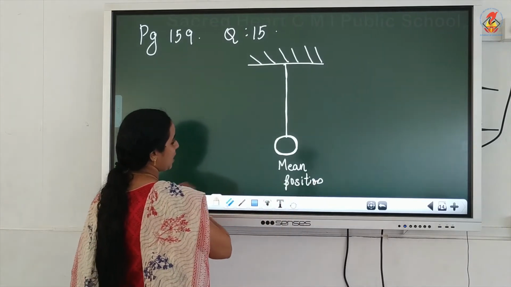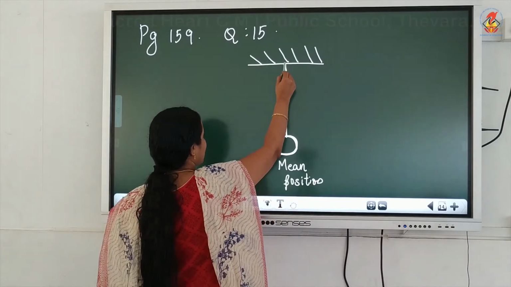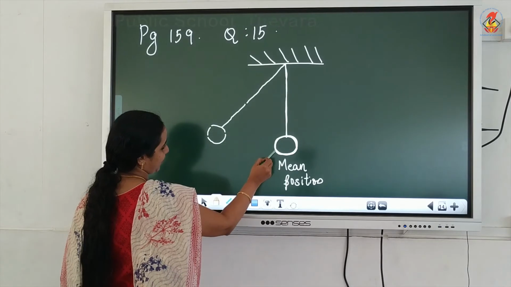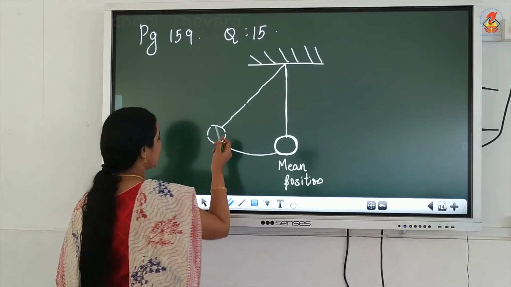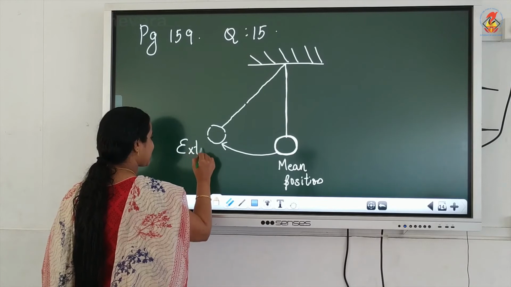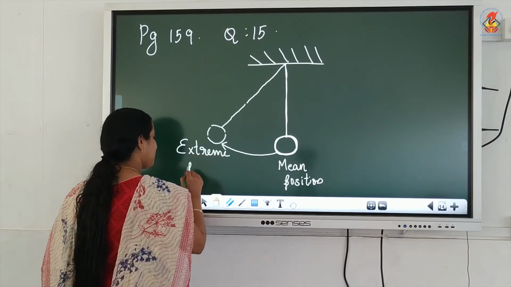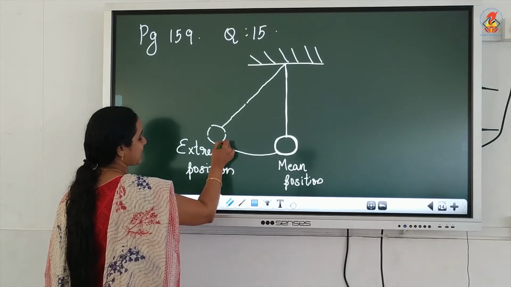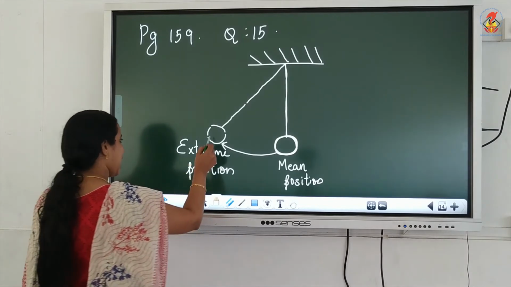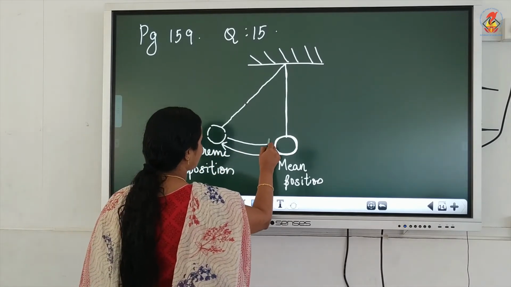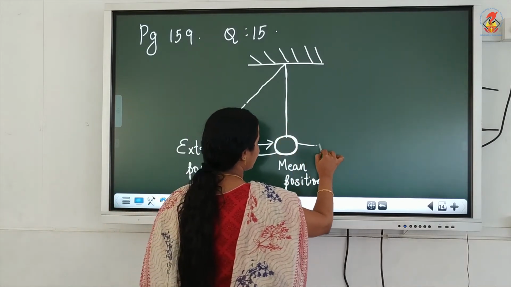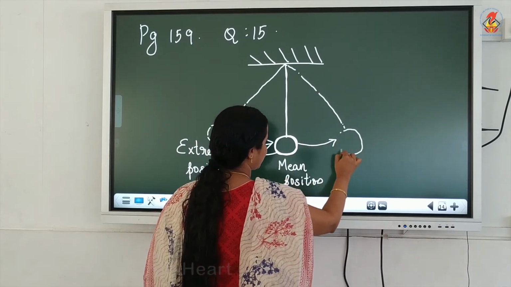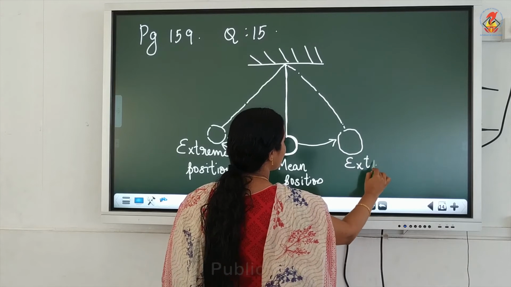Mean position. When it oscillates, what happens is, we move the simple pendulum to one of its sides, which is known as the extreme position. The maximum displacement of simple pendulum to one of its sides is known as the extreme position. And again the simple pendulum comes back to mean position. From mean position, it again moves to the second extreme position. This is the next extreme position.